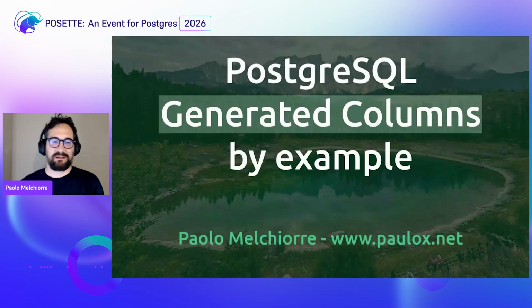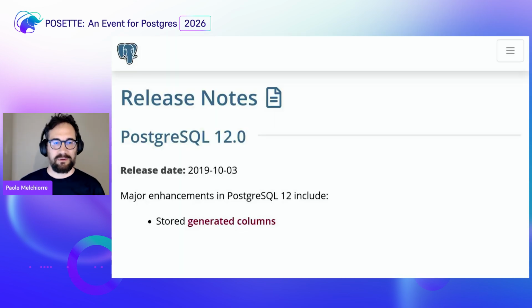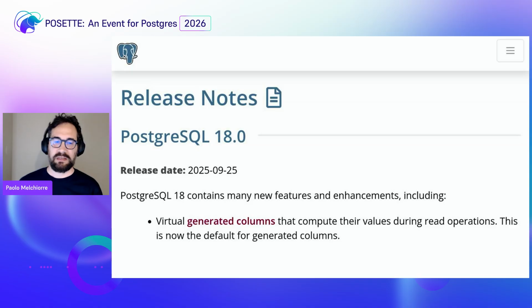But first, we have to know what a generated column is and when it was added in Postgres. I found out that the generated column was added in Postgres 12 in 2019, so it's not a recent feature, but in the recent Postgres 18, a new optional virtual option has been added to it. And this is something that we can see during this presentation.